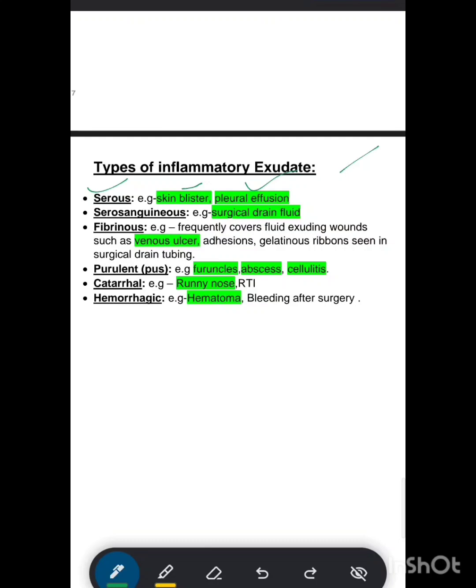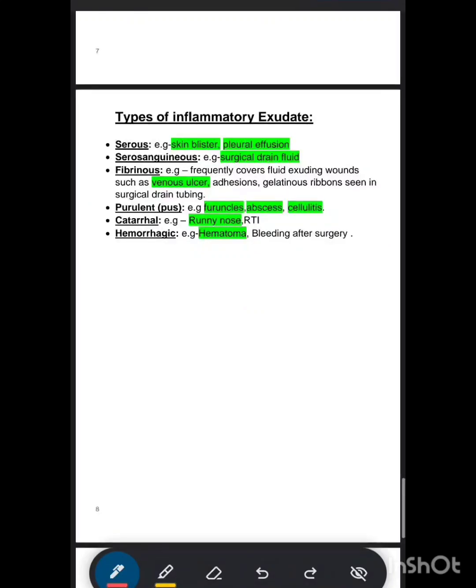That's why it is pink in color. And examples of serosanguinous are surgical drain fluid. In fibrinous, there is an excessive amount of fibrin that leaks from the vascular wall, and it increases with increasing permeability, and is most commonly seen in venous ulcer.